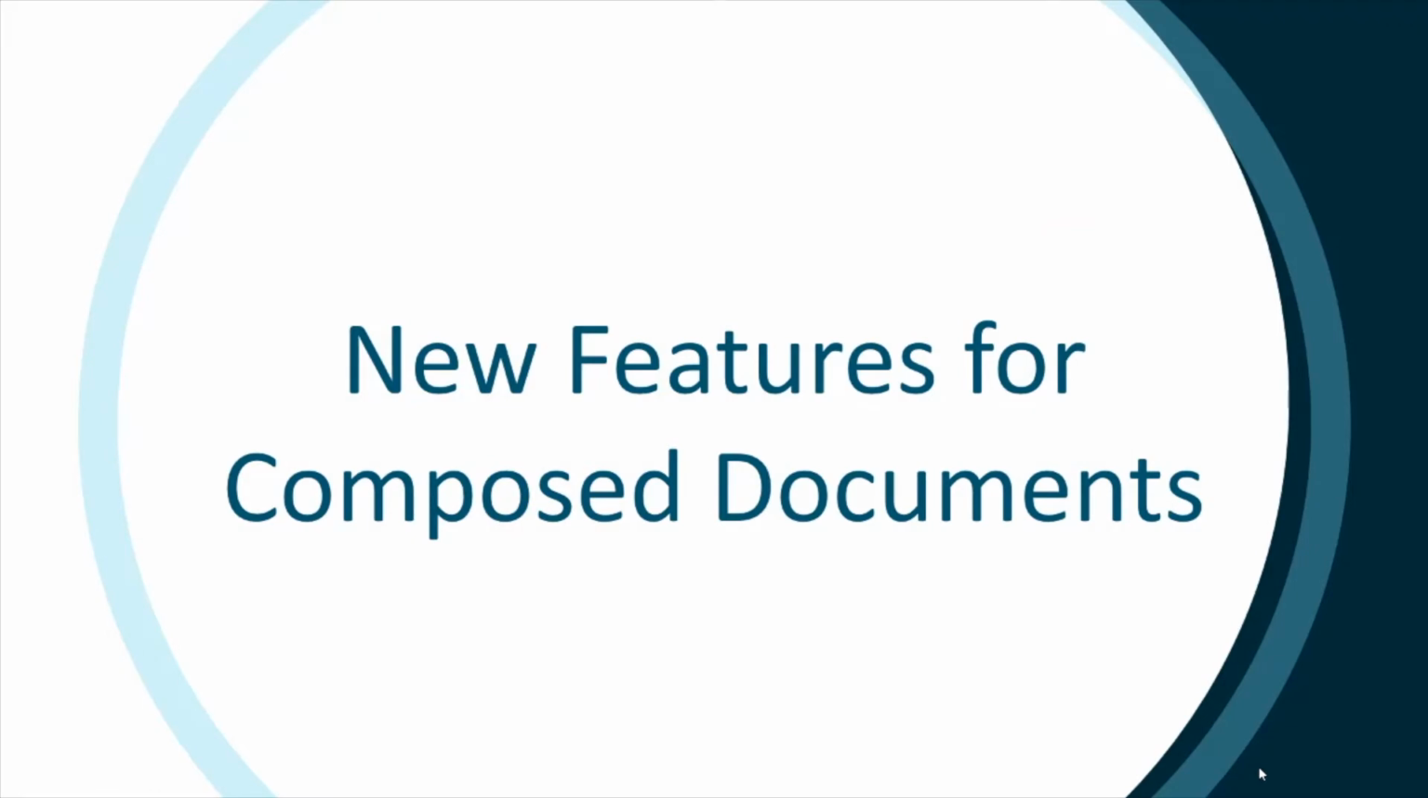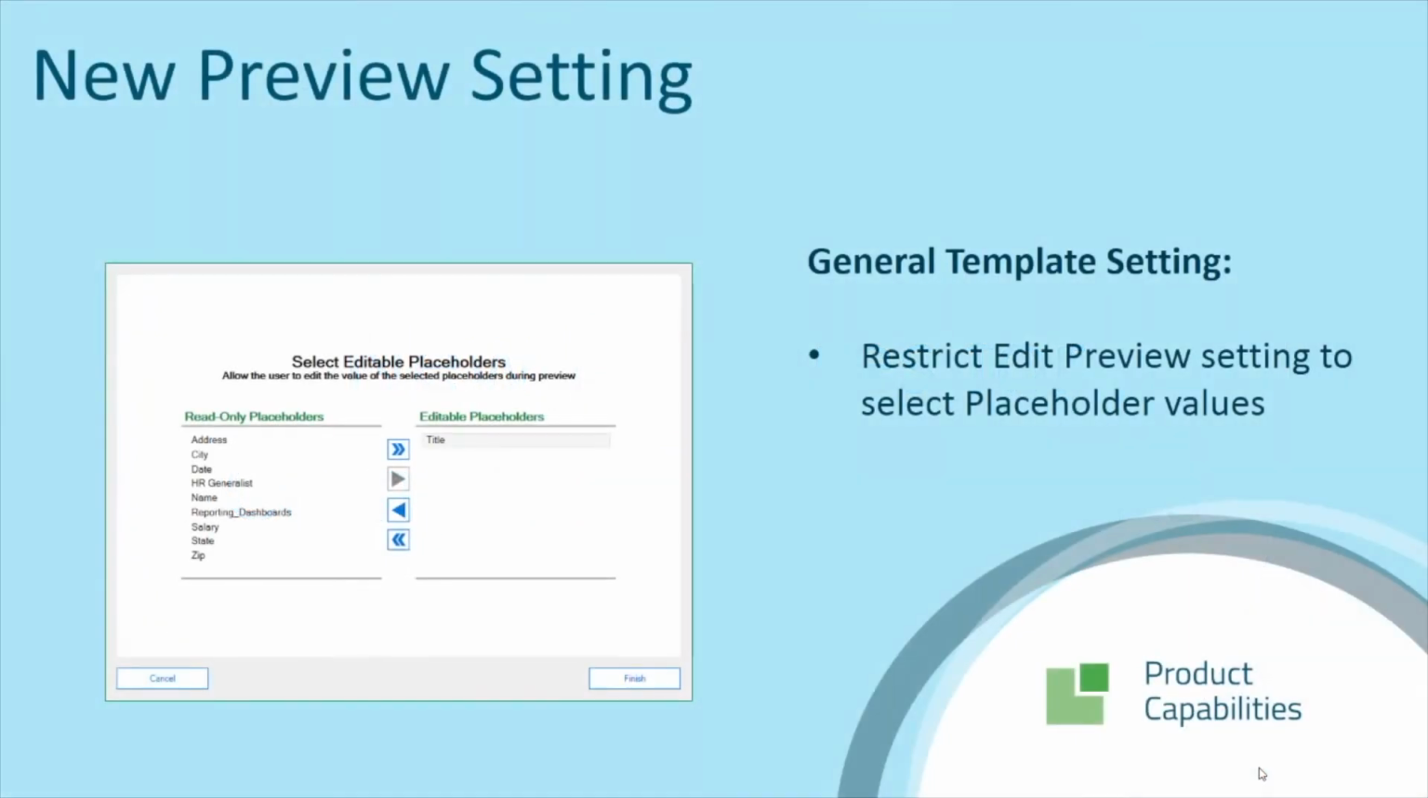The second category of enhancements affects composed documents and output files. A new preview setting enables administrators to provide editing capability for select placeholders only at the time the document is composed. At the time of preview, the user will be able to make changes to specified areas of the letter, but the rest of the letter will be locked down and not eligible for changes. This provides some flexibility for users that might need to make changes to imported data or may want to personalize the values, but they cannot add or delete information that's not authorized. The placeholders that are eligible for selection are available under the General Template settings.